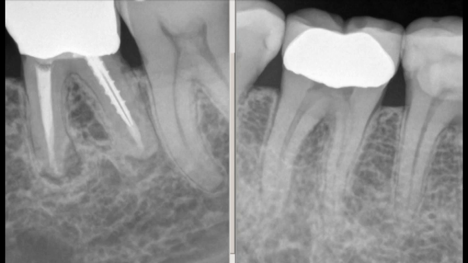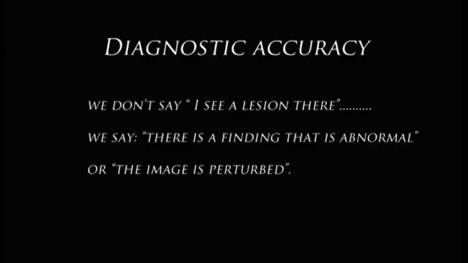What about this? Can you say this pulp is healthy because you don't see anything here? No, you can just say, you know, this image doesn't appear to be perturbed. That's all you really can say. So we don't say, I see a lesion there. We say that there is a finding, a target condition. There is a finding that is abnormal, or the image is perturbed. That is speaking accurately.